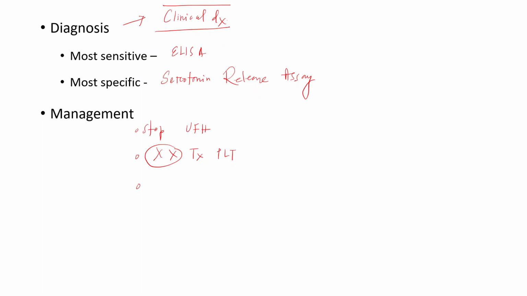Now you have to give direct thrombin inhibitors. Either you give argatroban, we'll be discussing about it, or bivalirudin. Sometimes fondaparinux can also be used, but these are always preferred.